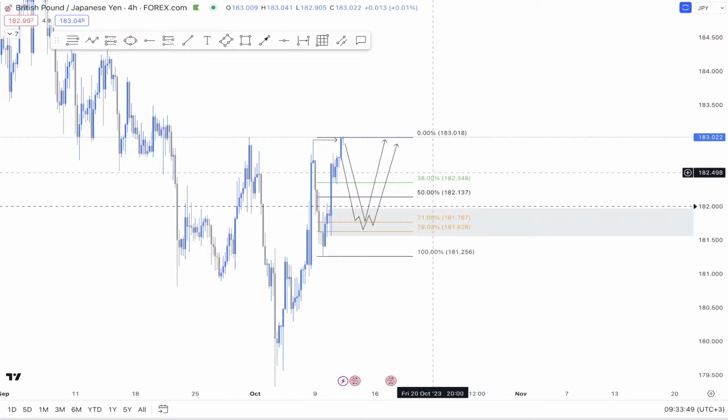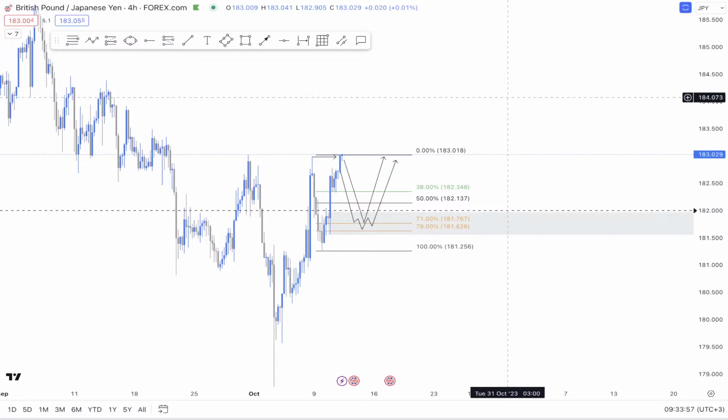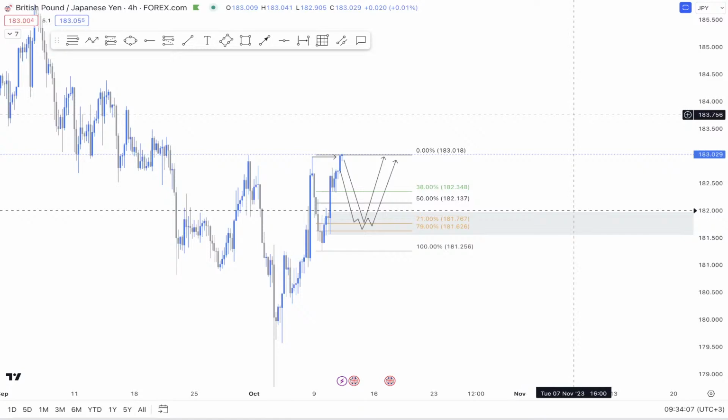Like I said, now all there's left is to see a nice corrective pullback in order for us to pull the trigger. That being said, this pretty much ends today's Forex analysis. As always, make sure to let us know in the Discord if there's any questions, and take care.